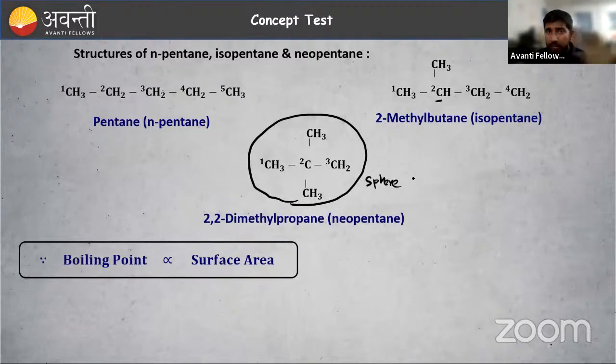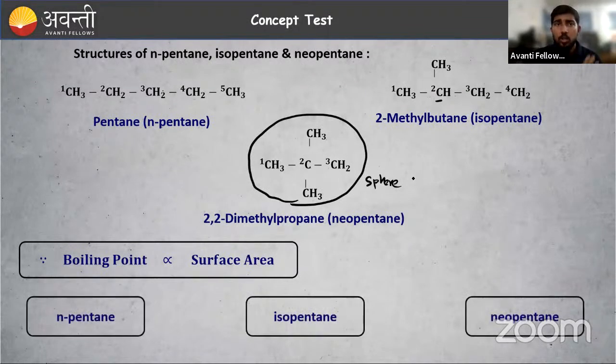In the case of normal pentane, a straight chain, the surface area is very high, so the boiling point is very high. If branching increases, surface area decreases, and the boiling point also decreases. Now you can tell me among 1, 2, 3, which one has the highest boiling point, the straight chain or the branched one? You can tell me the answer in the chat, right? The correct answer is this one: normal pentane. Surface area is high, so boiling point is high.